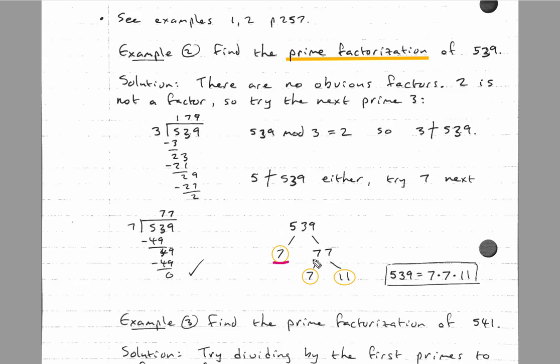So that gets us started in the factor tree. 7's prime, but 77 breaks into these factors, and these 2 are prime. Okay, so we found the prime factorization, 7 times 7 times 11. Yeah, it's a good idea to check. So multiply these numbers, check, yeah, you do get 539.